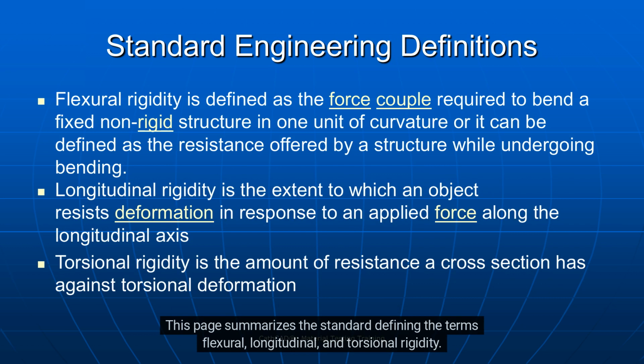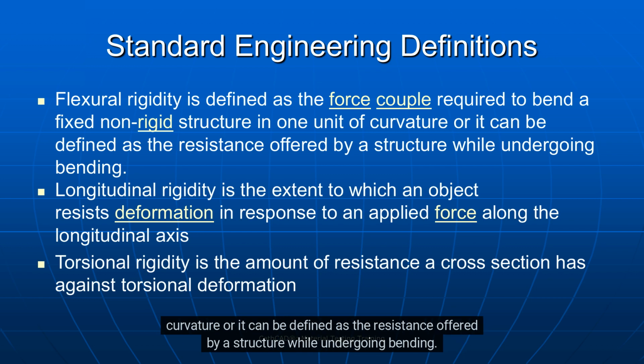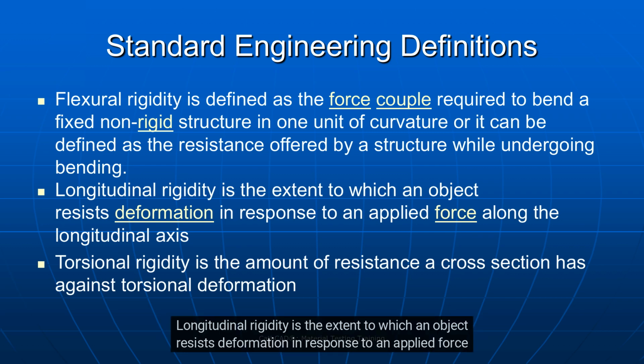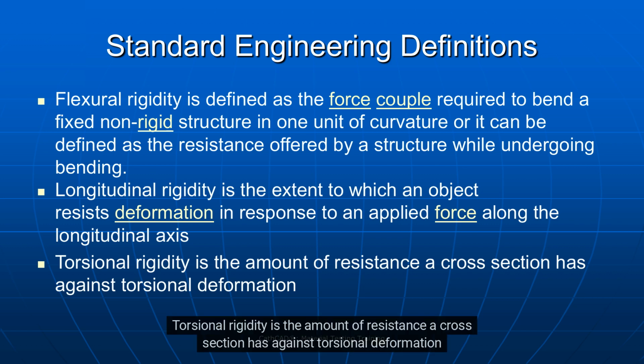This page summarizes the standard defining the terms flexural, longitudinal, and torsional rigidity. Flexural rigidity is defined as the force couple required to bend a fixed, non-rigid structure in one unit of curvature, or it can be defined as the resistance offered by a structure while undergoing bending. Longitudinal rigidity is the extent to which an object resists deformation in response to an applied force along the longitudinal axis. Torsional rigidity is the amount of resistance a cross-section has against torsional deformation.